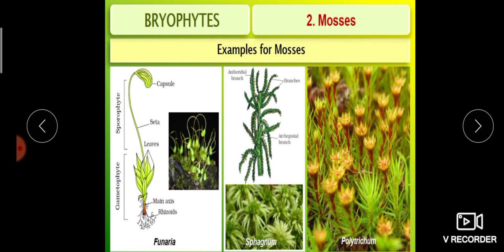So these are the examples. This is Funaria, which is the most advanced form in the bryophytes, this is Polytrichum, and this is Sphagnum. Sphagnum is used as packaging material as well as paper material. These are some examples and pictures.